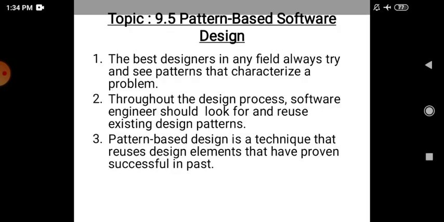Point number 1. The best designer in any field always tries to see patterns that characterize a problem. Throughout the design process, the software engineer should look for and reuse existing design patterns. Students, you very well know design process is very complex, it is time consuming and planning is a must.